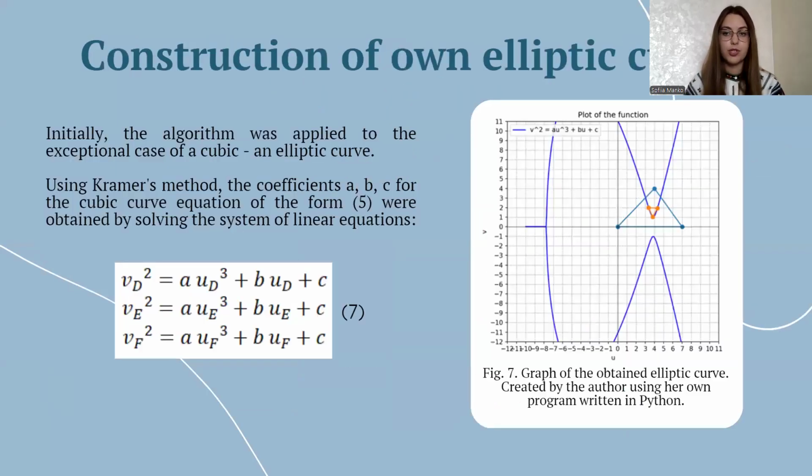Then the algorithm was applied to the exceptional case of cubic, an elliptic curve. Using the Cramer method, the coefficients A, B, C for the cubic curve equation of the form 5 were obtained by solving the system of linear equations under number 7. And in figure 7, you can see the graph of this elliptic curve.